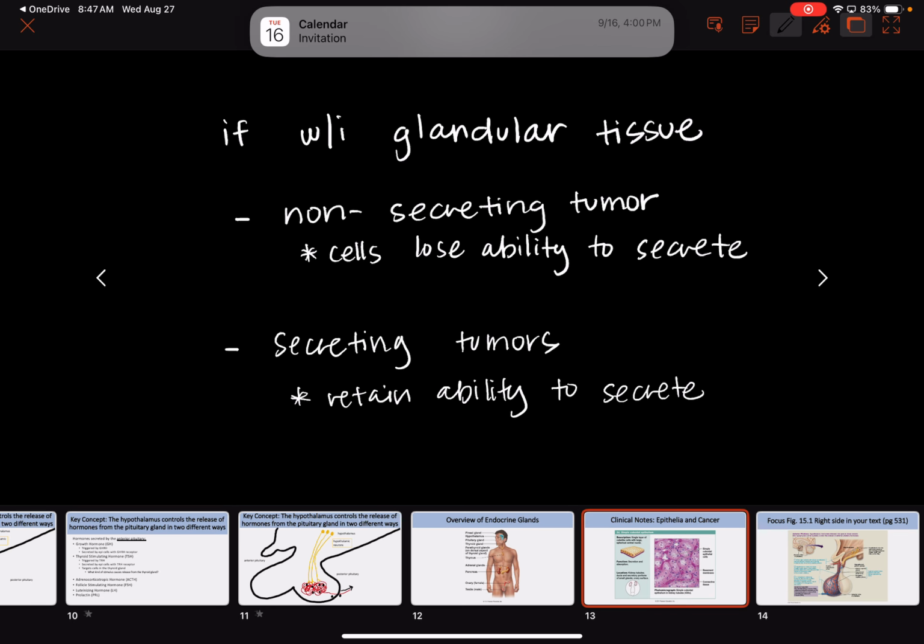So let's talk about secreting tumors. If we have a secreting tumor where now we have more cells of that gland because it's a tumor, cancer, it's growing, right? And they retain their ability to secrete. So we have more cells than normal, still producing the hormone that that gland produces. And so with a secreting tumor, do you think we would have a hypersecretion issue or a hyposecretion issue? Hyper. It would be too much. We're producing too much hormone because we have now a tumor, meaning more cells that are still secreting this hormone. So we're probably going to have a hypersecretion issue.